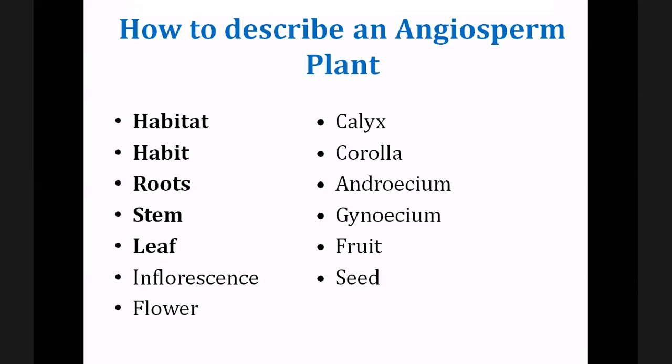So how to describe an angiosperm plant? We can describe an angiosperm plant based on these aspects: the habitat, habit, roots, stem, and leaves. In today's class, we are going to discuss the habitat, habit, root, stem, and the leaves. In the following practical class, you will study the inflorescence, flower, calyx, corolla, androecium.